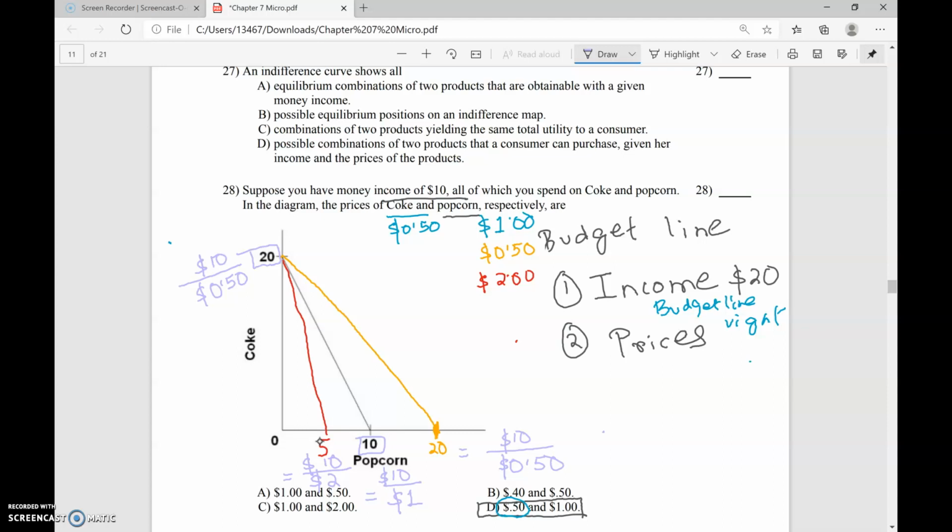This is all about the concept of budget line, how it changes when the income goes up or down and when the price is going up or down. You can also do it the other way. You can say the price of popcorn stayed the same, price of Coca-Cola either increasing or decreasing. I leave that to you as an exercise.